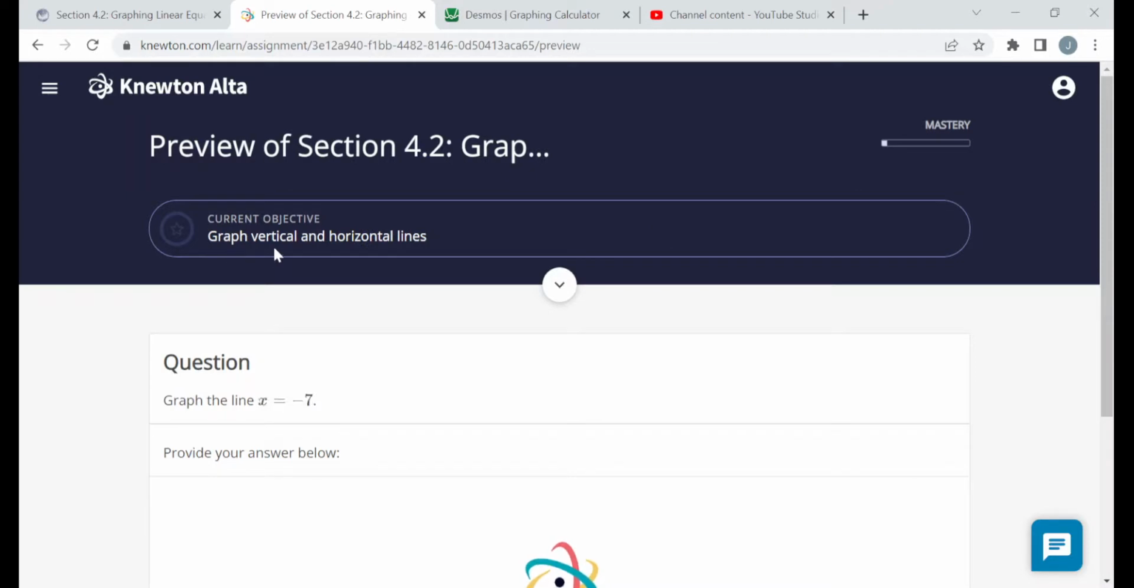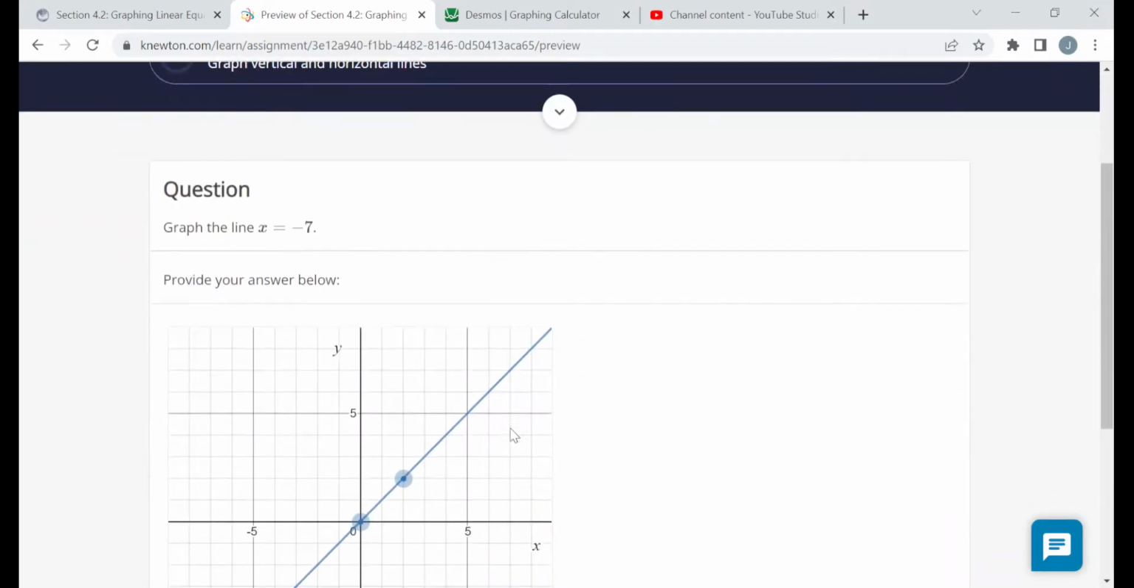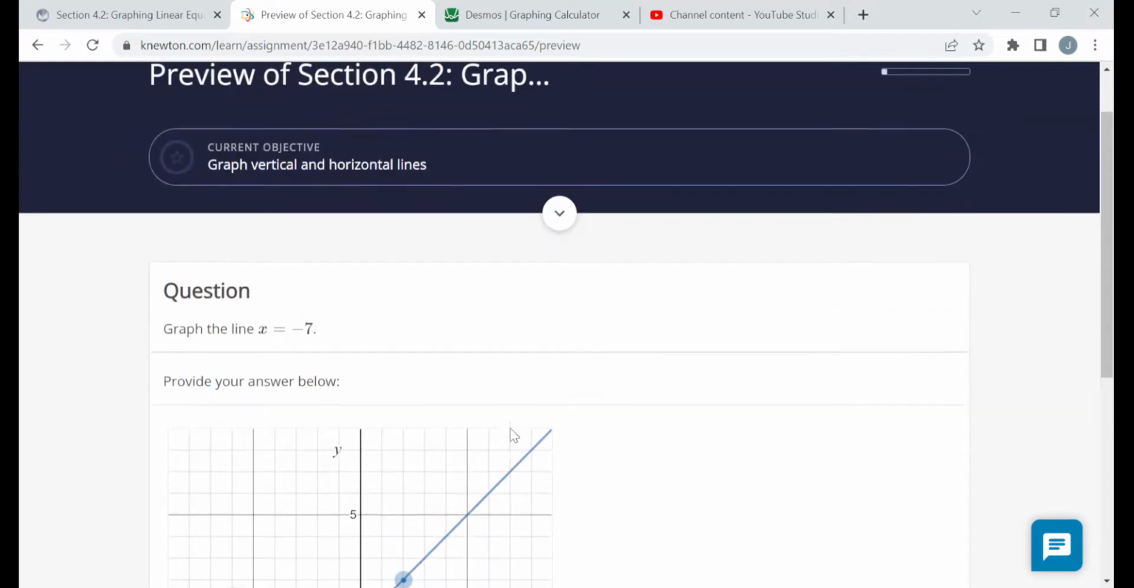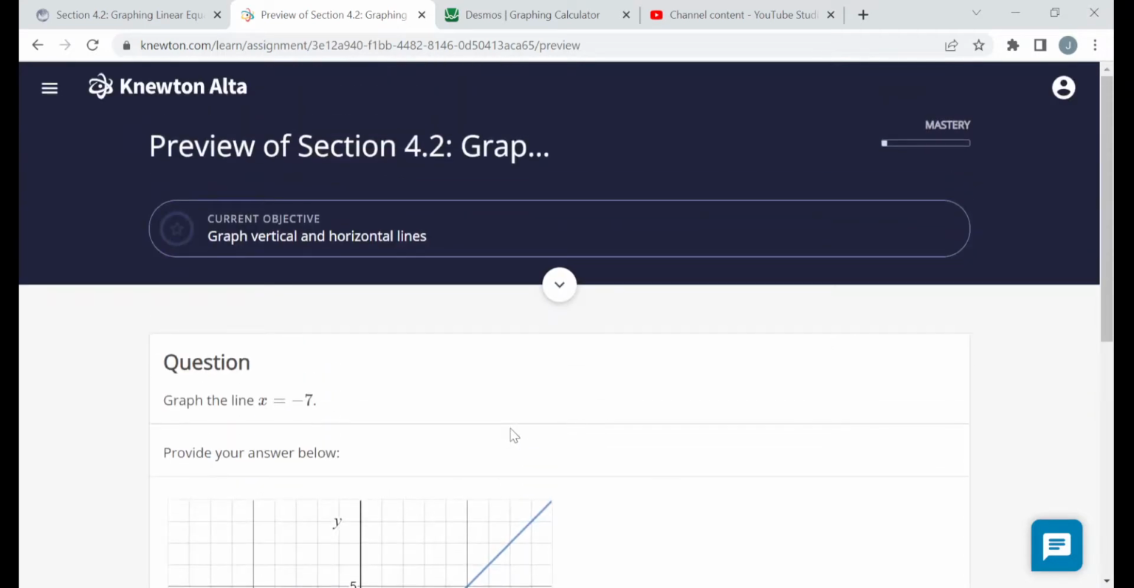So now we're graphing vertical and horizontal lines. Let me talk about these. Now these are equations that are going to have just one variable, but we're still going to graph them as if they have two. You'll see what I mean when I go to talking about them. So, vertical and horizontal lines. I'll start with vertical lines.